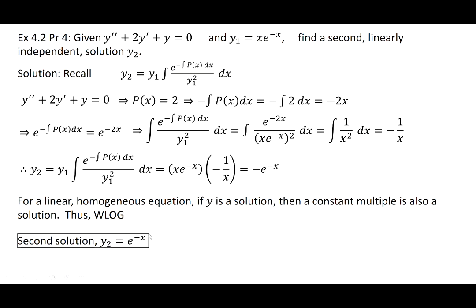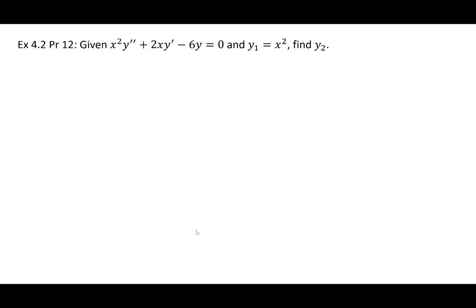So there we go. For this differential equation, apparently x e to the negative x is one solution, and the second, linearly independent solution, is e to the negative x. So we found two linearly independent solutions, and that's the whole idea. Cool.